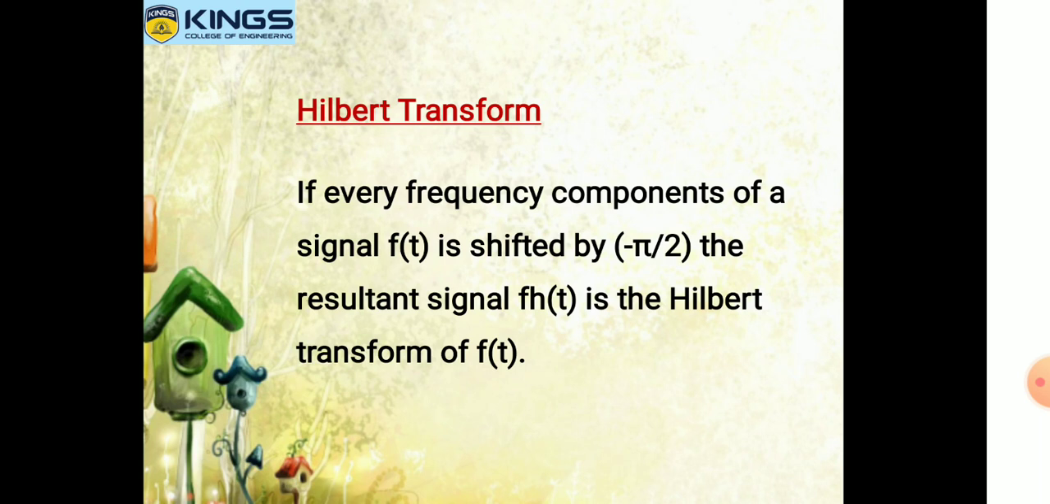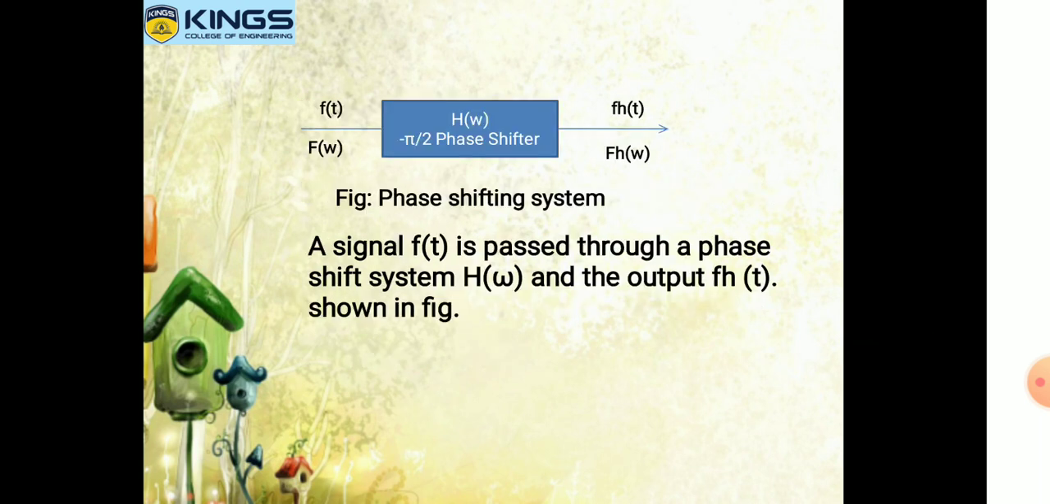Next, we will see in detail about the Hilbert transform. So, what is Hilbert transform? If every frequency component of your signal f of t is shifted by minus pi by 2, the resultant signal fh of t is the Hilbert transform of f of t. So, this is the phase shifting system, that is minus pi by 2 phase shifter. Minus pi by 2 phase shifter is nothing but a 90-degree phase shifting system.